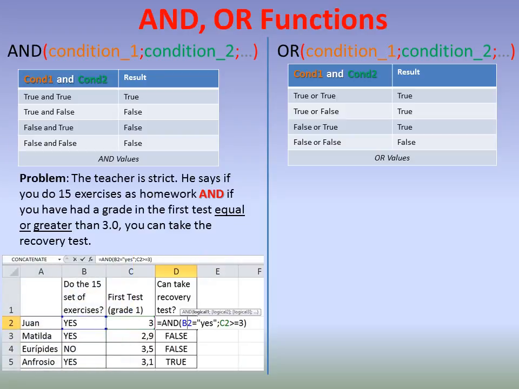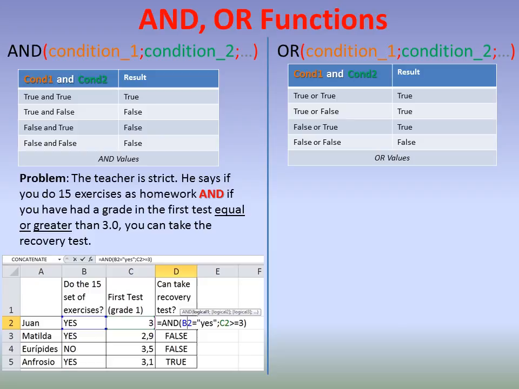In the first case, you have the following problem. A teacher of one of the subjects you are taking says to the students, "Guys, if you want to take the recovery test, you have to meet two conditions. You have to do 15 exercises as homework, and you have to have a grade in the first test equal or superior to 3. If you don't meet both conditions, you cannot take the recovery test."